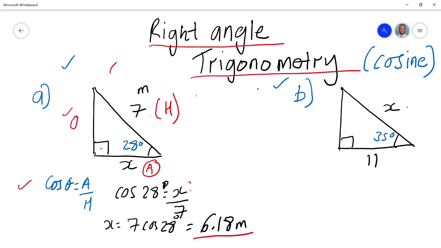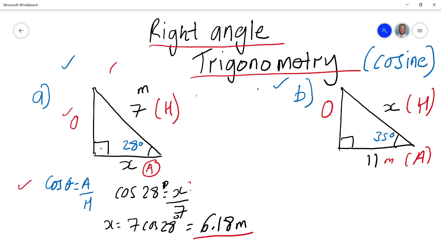Now let's look at B. Okay, we've got a side which is 11 meters, and we've got to find x. Now if you look at x, is that the opposite, the adjacent, or the hypotenuse? That is h, because your hypotenuse is the longest side in this right angle triangle. And what is 11? Is that opposite or adjacent? That is adjacent. Sorry, I need to put an O there. So that's opposite. We're not solving for that.